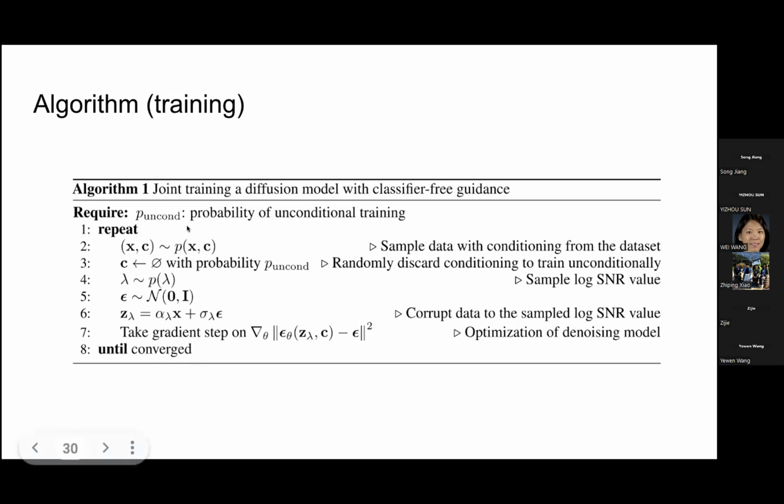The procedure is a little bit different from what we know before, because the implementations of different diffusion models have some differences in the details. Like here, they first sample the signal-to-noise ratio and combine the original image and the noise. Those are some details about the denoising, but that's not the focus here.